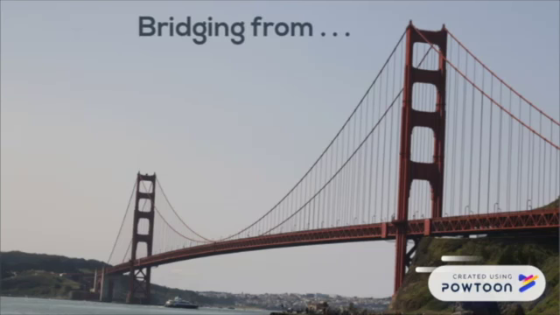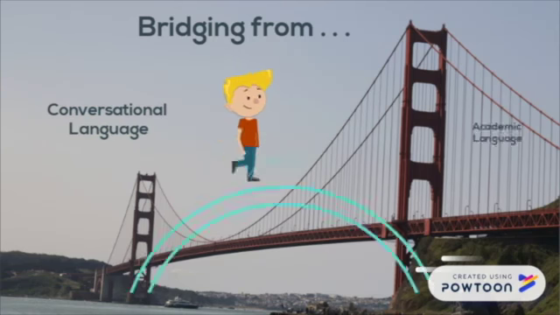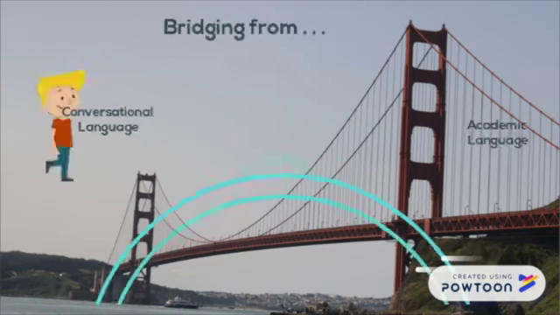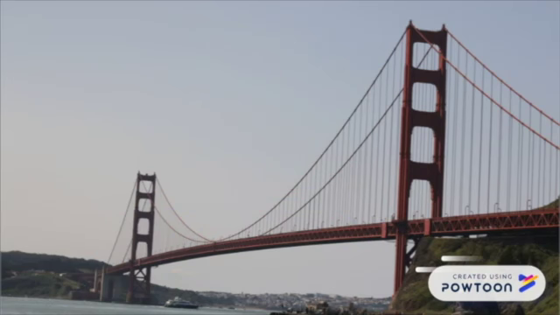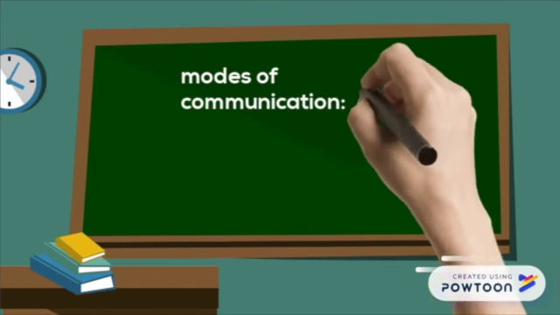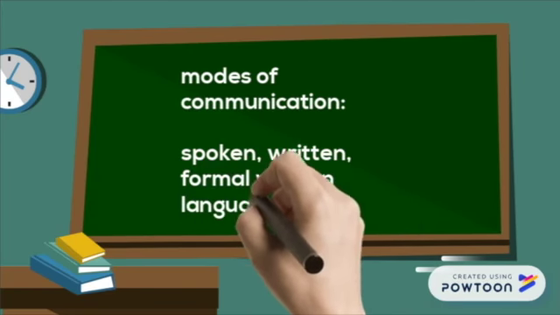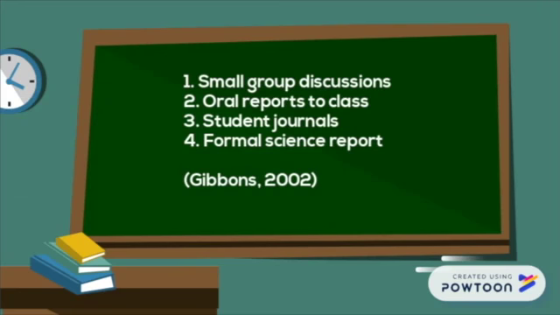One challenge that teachers have is helping ELL students from conversational language to more academic language. One way to do this is through scaffolding to engage students in the content area class using spoken, written, and formal written language. Gibbons describes a fourth grade science teacher that moved students through small group discussions, oral reports in class, writing in journals, and then finally to writing a formal science report.